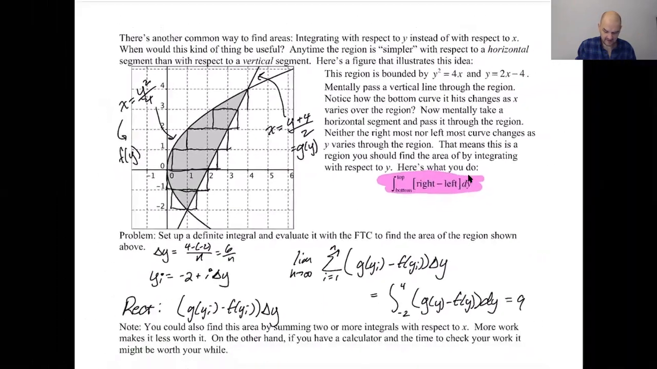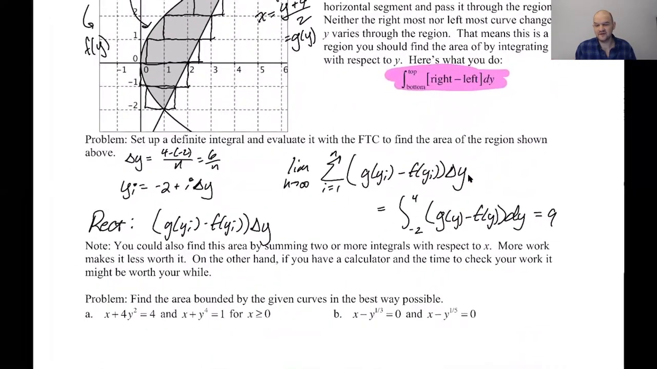I like it. You always look really clever when you're doing it, especially to people who don't know what you're doing. Integrating with respect to y, like, oof, wild.